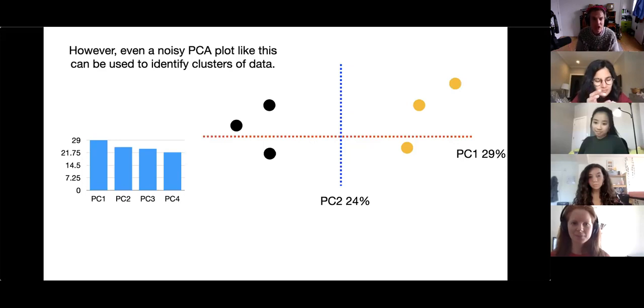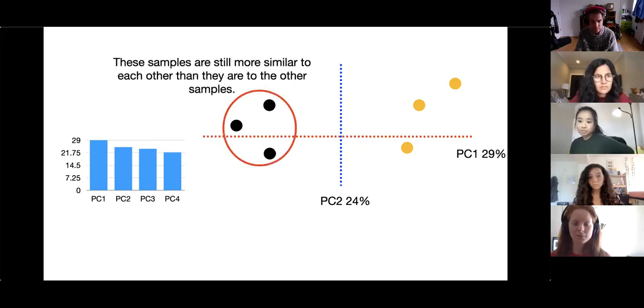However, even a noisy PCA plot like this can be used to identify clusters of data. These samples are still more similar to each other than they are to the other samples.